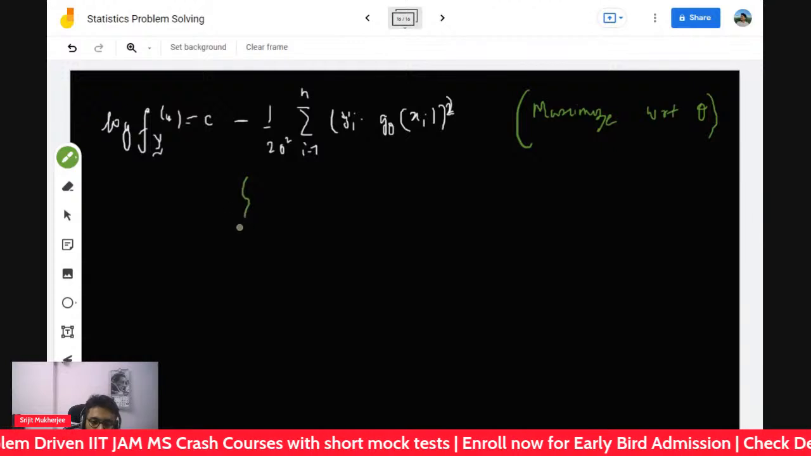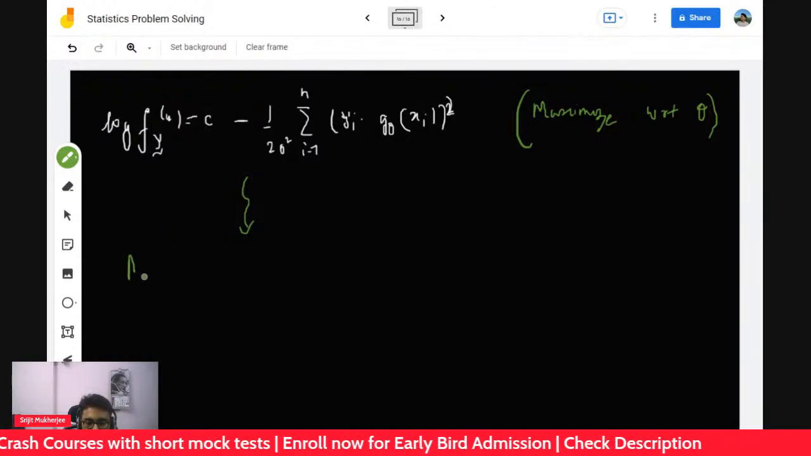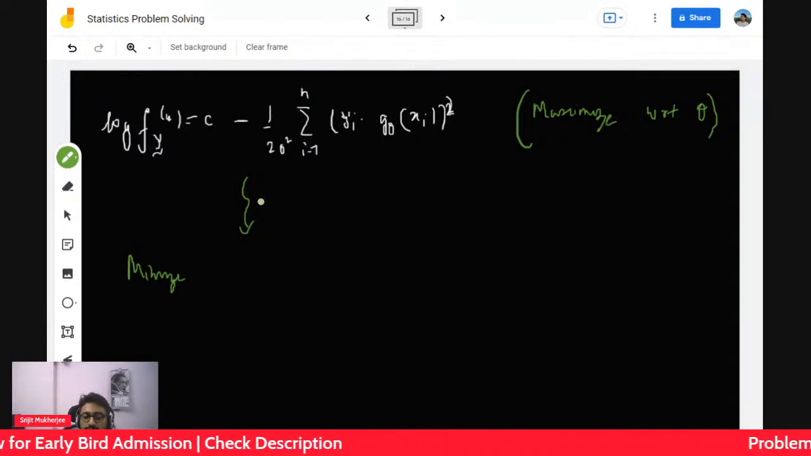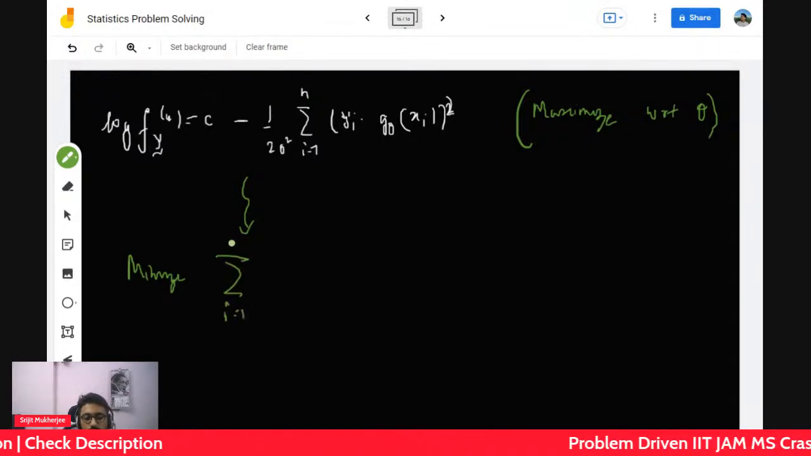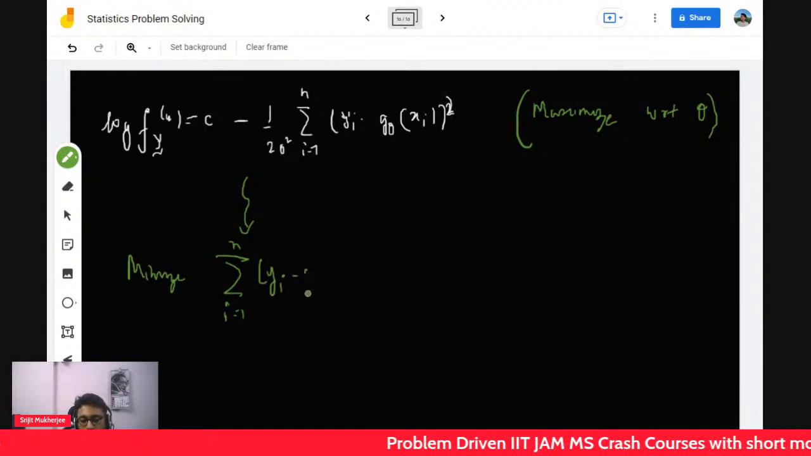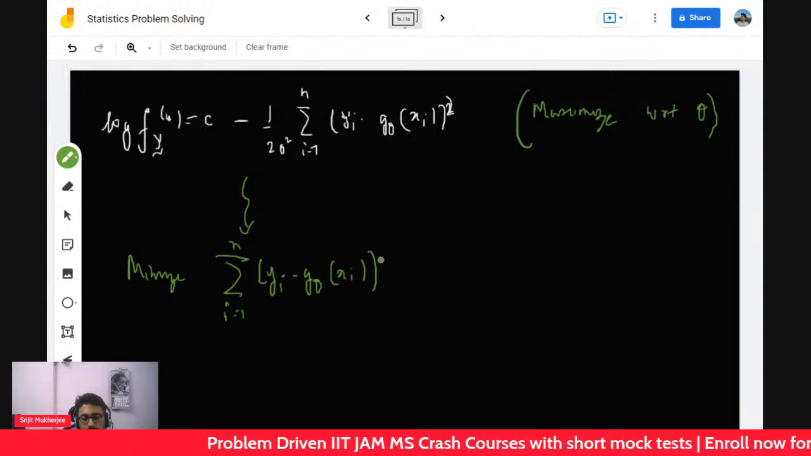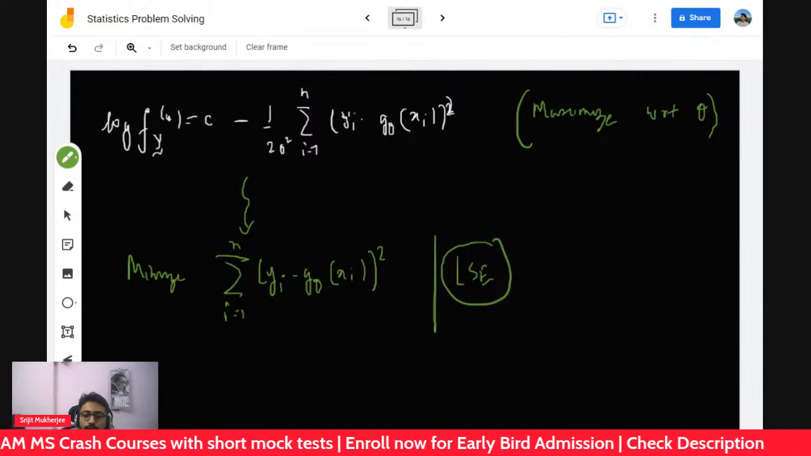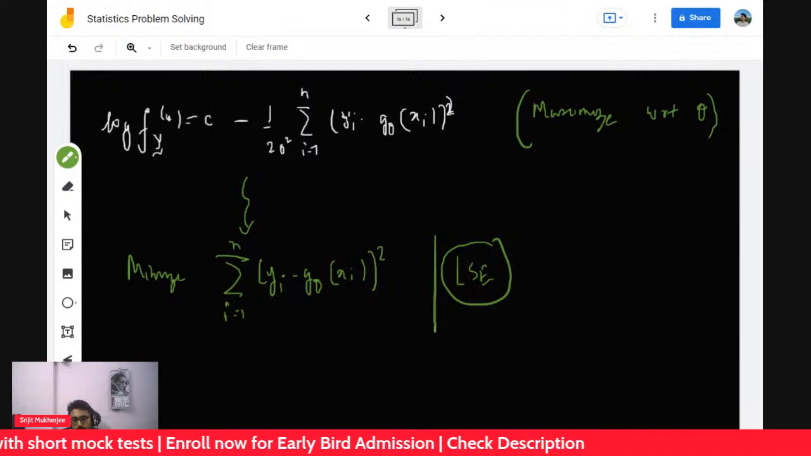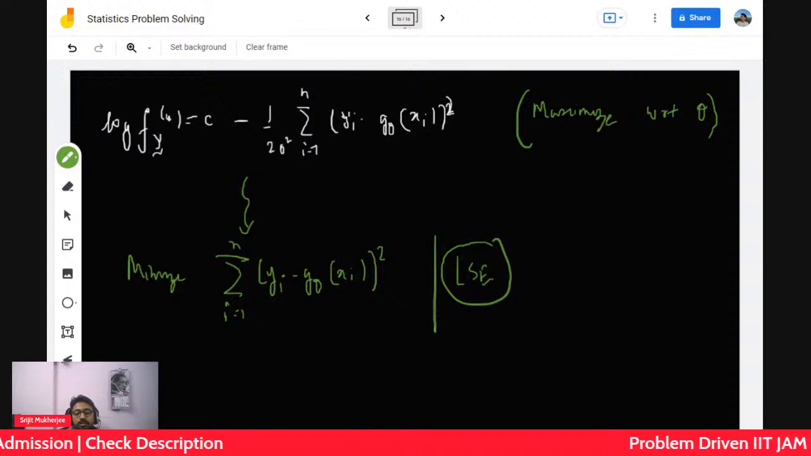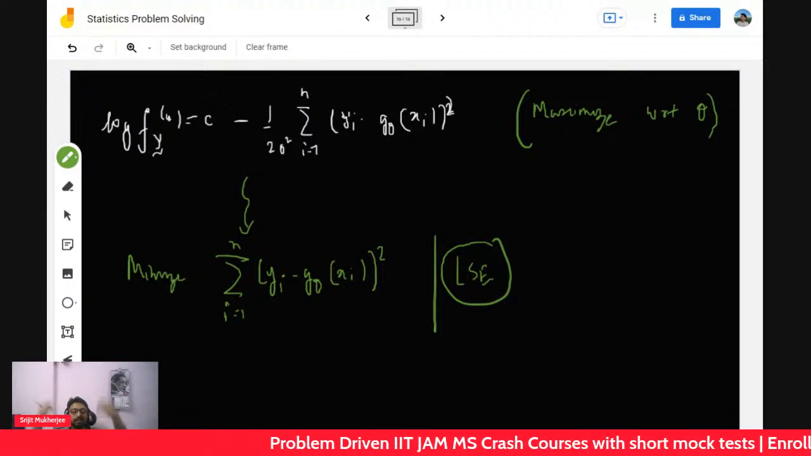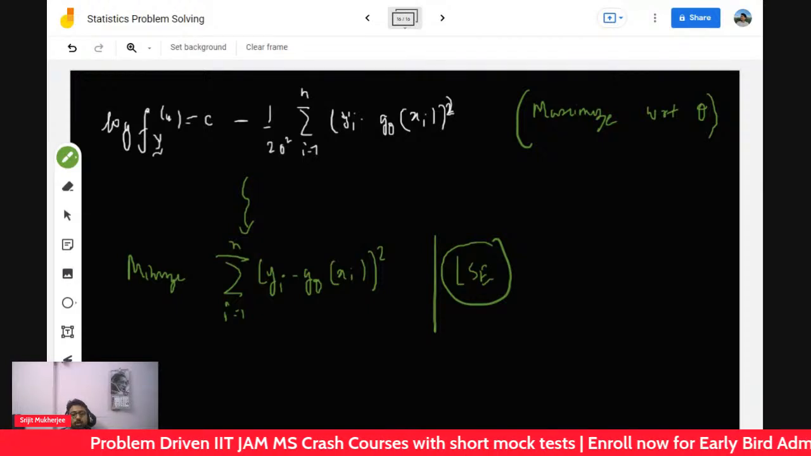So it's the same as minimizing, because it's minus over here, this summation, and this is a constant. It's the same as minimizing summation i from 1 to n, yi minus g theta of xi whole square, which is nothing but the least square estimate. So if you assume the errors to be normally distributed, for any regression framework, the least square estimate is the same as the MLE. And at that time, Gauss only knew the normal distribution.